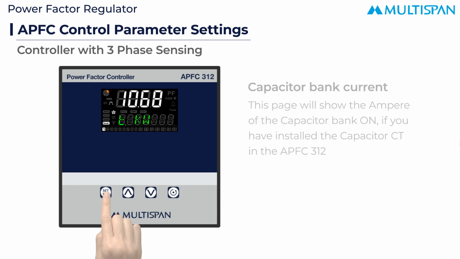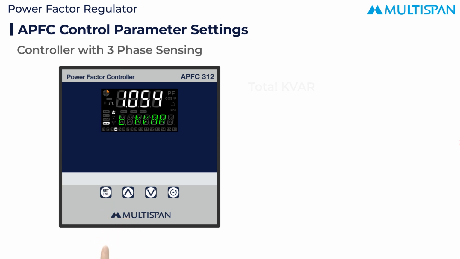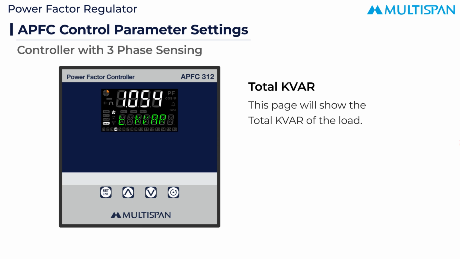Next, it will show the total kW. Press set again and it will display the total KVAR. Press set once more and it will show the total kVA.